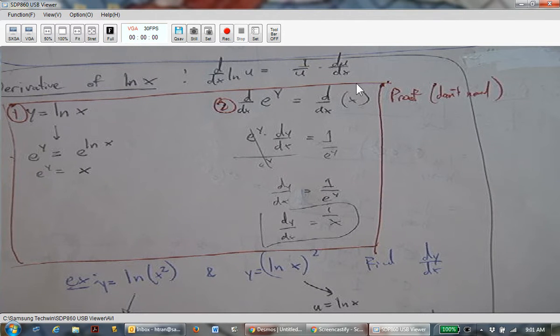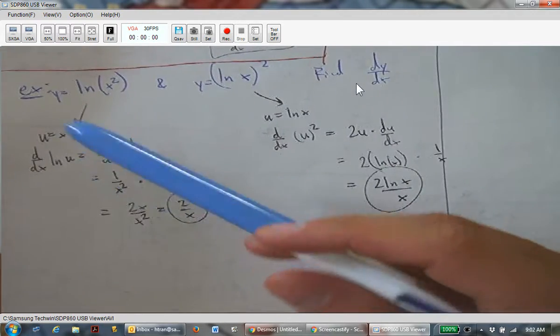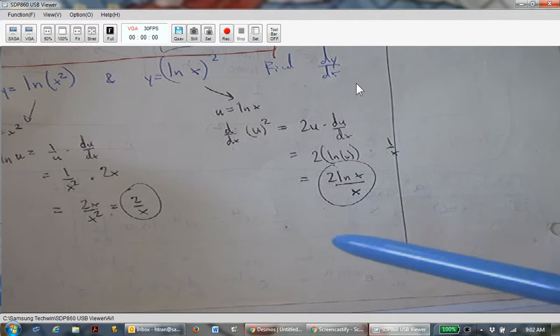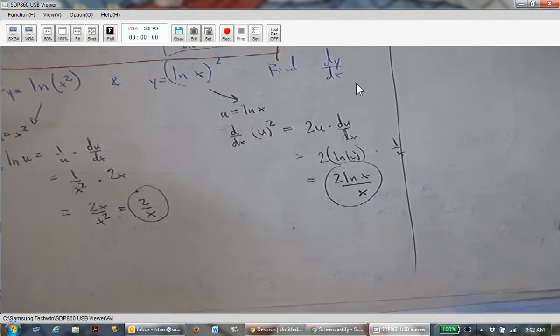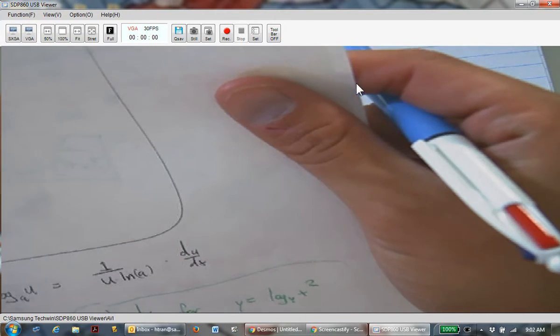Okay, all right, guys. Let's see what time it is. It's 9:01. Good. So hopefully this is what you ended up getting: 2 over x for the left hand side, and for the right hand side, I believe it should have been 2 ln x over x. Yes. Very good. I don't know if I should give you another one. No, I'll move on to the last topic.